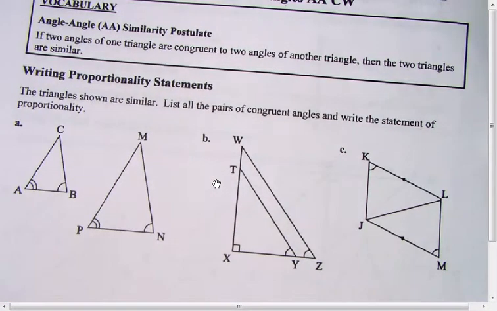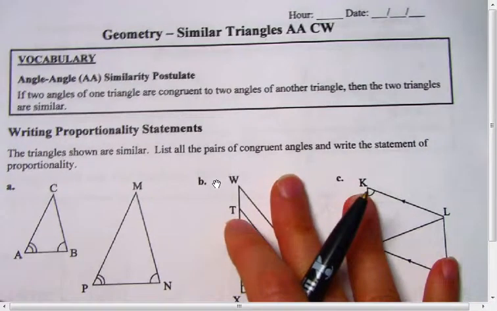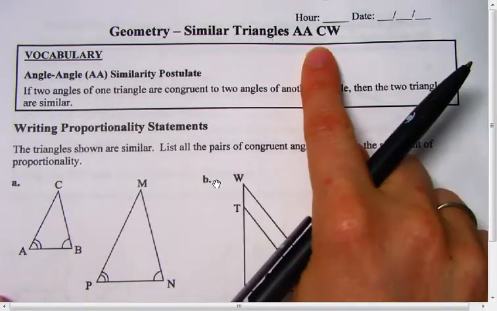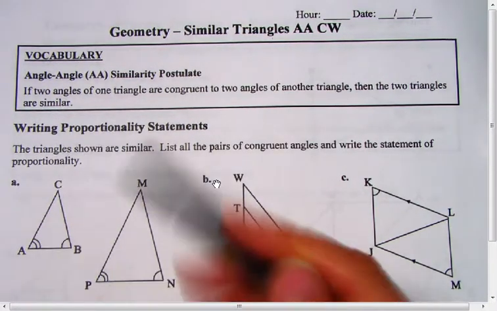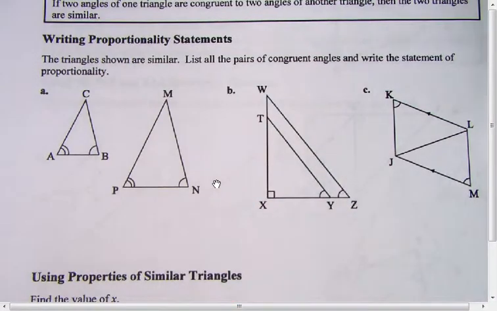Okay, so we are going to look at similar triangles, and we're going to do this one that says angle, angle classwork first. The triangles that are shown are similar, and we're going to list all their pairs of congruent sides and angles, and write the statement of proportionalities. So first, these two are similar. We're not going to do it for all three of them, just probably about two.